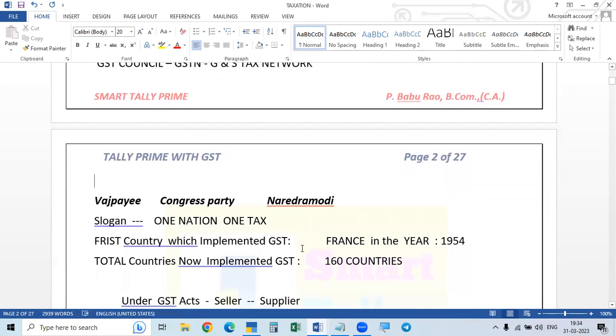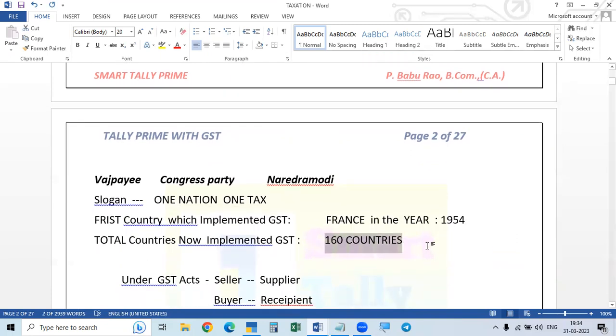In the world, which is the first country to implement GST? France is the first country. They introduced this GST in 1954, a long time back. After that, one by one, every country has been implementing it, and at present, more than 160 countries in the world are implementing GST.